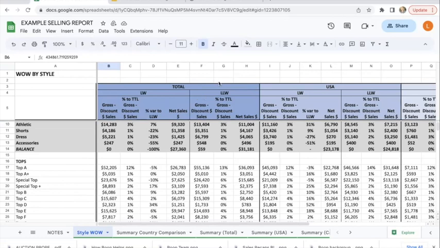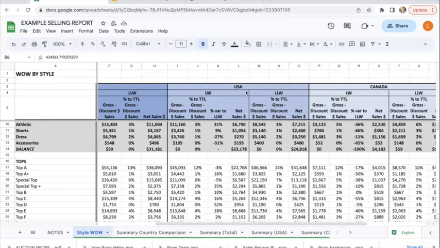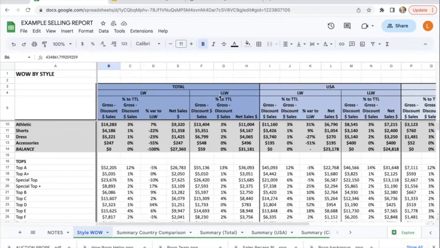So this client sells in multiple countries. So we have this broken out from a total level into both the countries that they do business in. But you could also break out location data if you have different store locations or regions. This also could apply to online business versus in-store business, just to give you an idea of the different ways this can look depending on your business.